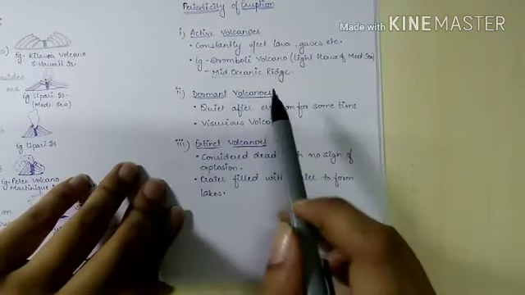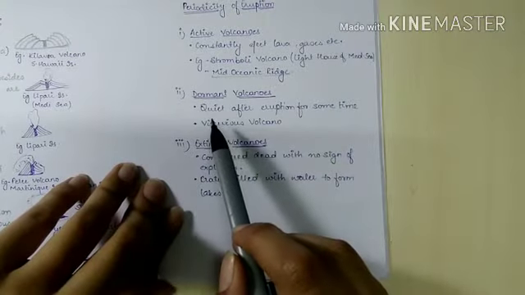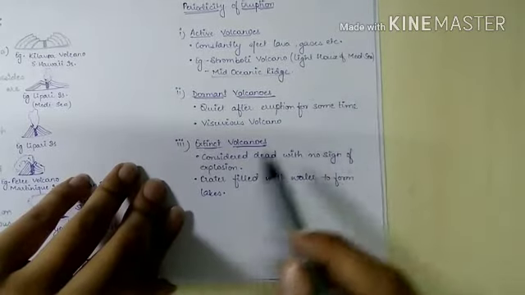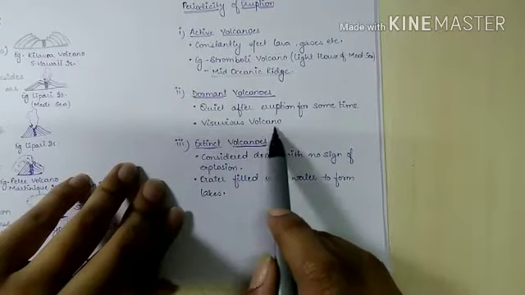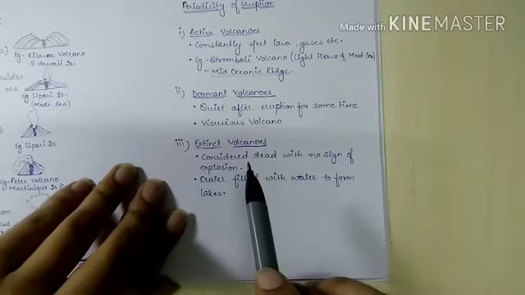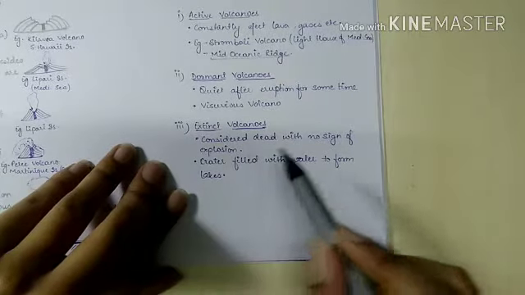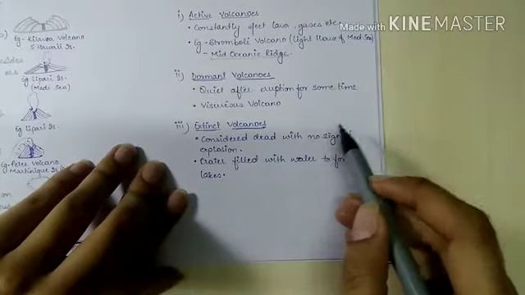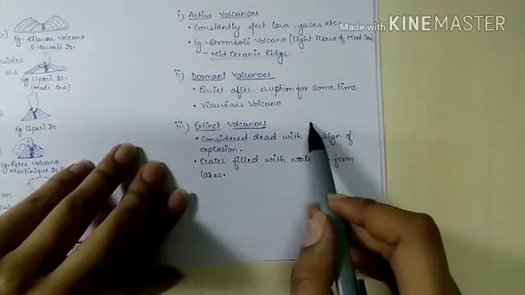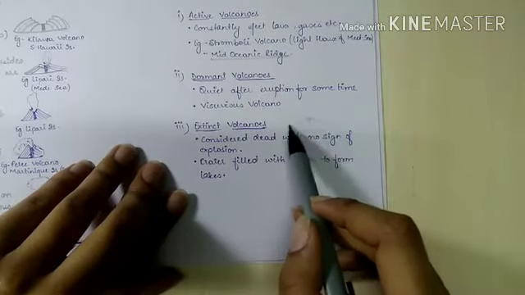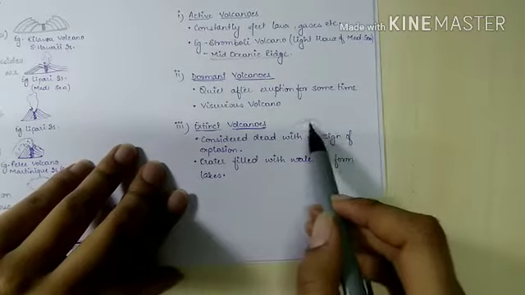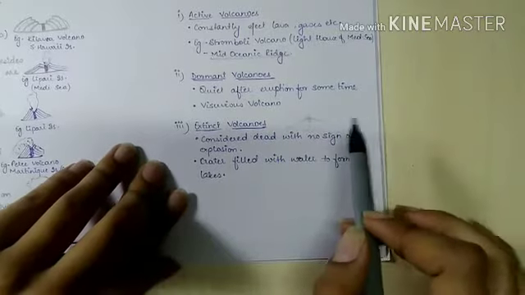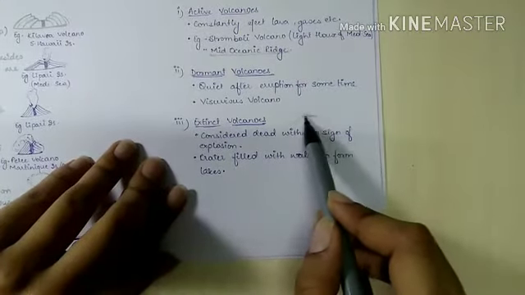Next is the dormant volcano. Dormant volcanoes are quiet. First they erupt and then they are quiet for some time. Vesuvius volcano is an example of dormant volcanoes. Next is the extinct volcano. An extinct volcano is one in which the magma chamber dries out. When the magma chamber dries out, there is no eruption of lava, and these are considered dead as there is no sign of explosion, and the craters are filled with water and lakes are formed.